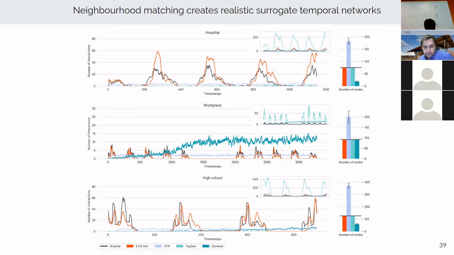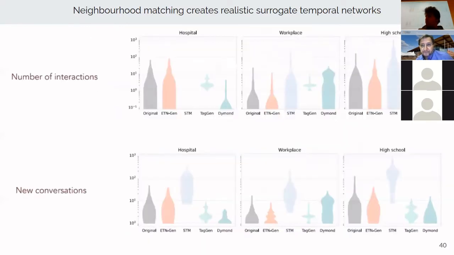And then on the right, we have the number of nodes, because some algorithms keep adding nodes to achieve certain properties. So for instance, STM, that is the second bar, has a lot more nodes with respect to the original graph. So another point to evaluate the similarity is based on the distribution of some metrics.